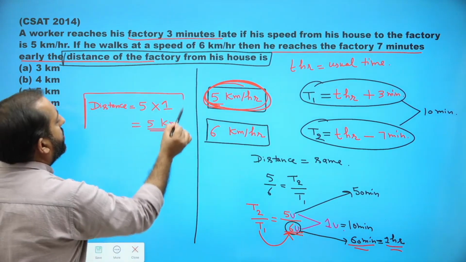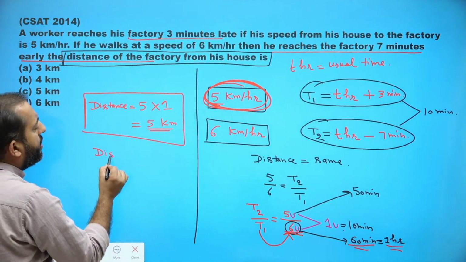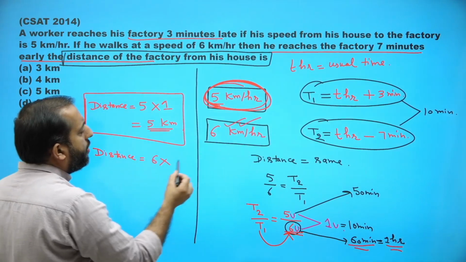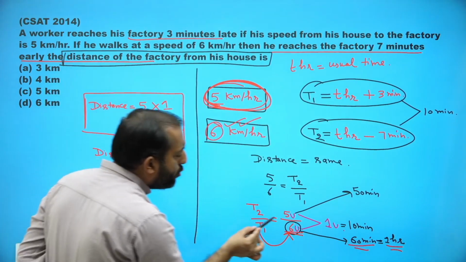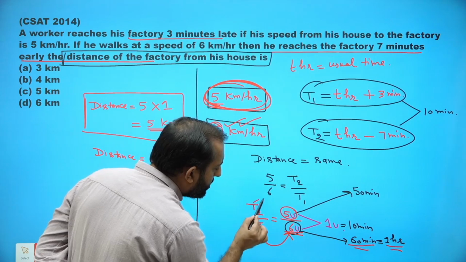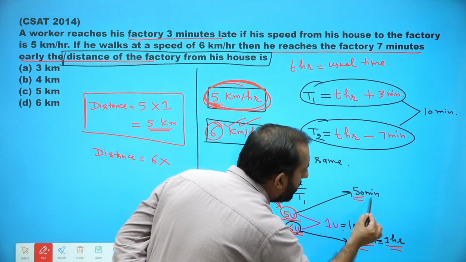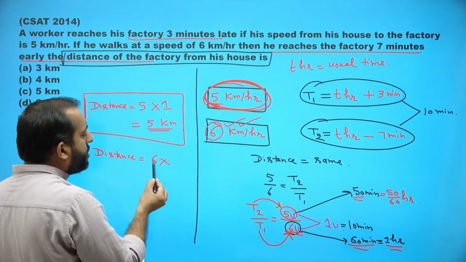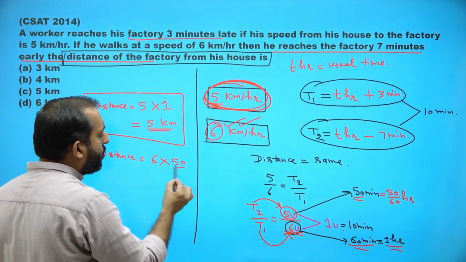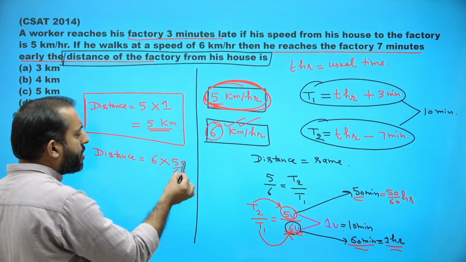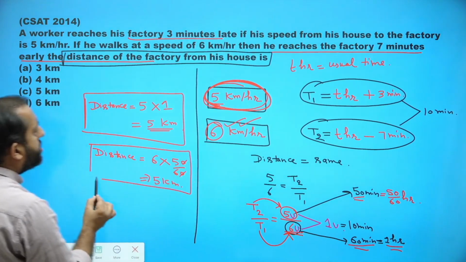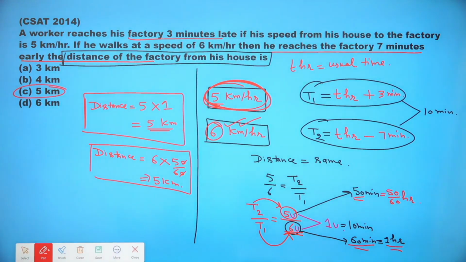Now, apart from this, what else can you do? You can calculate distance by using the speed of the second scenario also. If you are using the speed of the second scenario, then you should use the time of the second scenario, which is 5 units, which is 50 minutes. 50 minutes is 50 by 60 hours. So this was 6 km per hour, so the distance is 6 into 50 upon 60, which finally comes out to be equal to 5 km. Hence the distance between his house and the factory is 5 km. I hope guys this is clear to everyone.